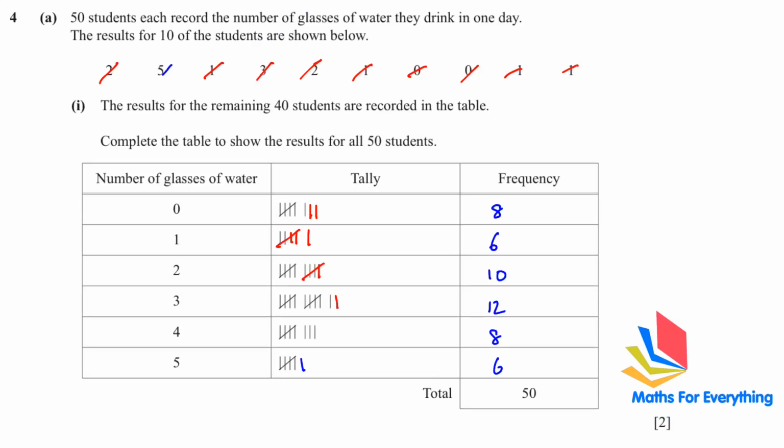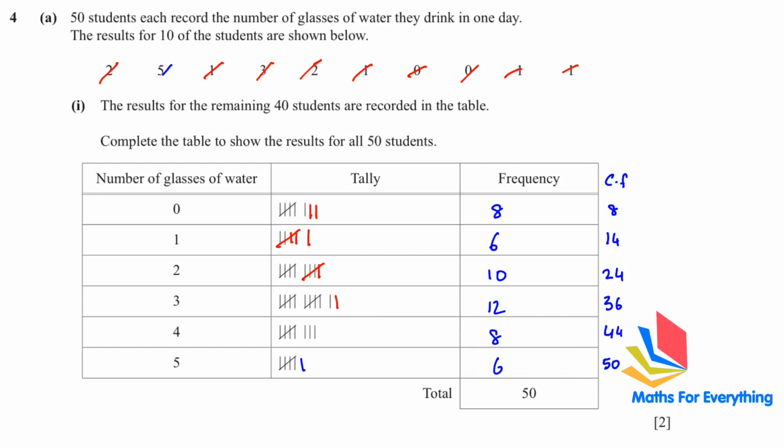To find the median, we are going to write the cumulative frequency here. So we'll start with 8. 8 plus 6, 14. 14 plus 10, 24. 24 plus 12, 36. 36 plus 8, 44. And 44 plus 6, 50.